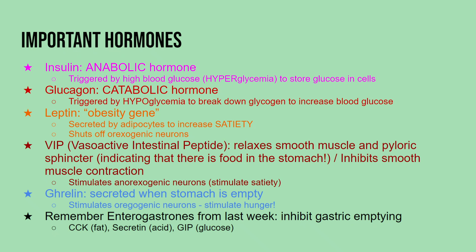So far we have insulin, which is released when you have high blood glucose, VIP, which is released when your gut is full, and the enterogastrones, which are released to slow gastric emptying, so you know that you have food going through the system. They stimulate anorexigenic neurons. Anorexigenic neurons are eventually going to lead to the release of leptin, which causes satiety.